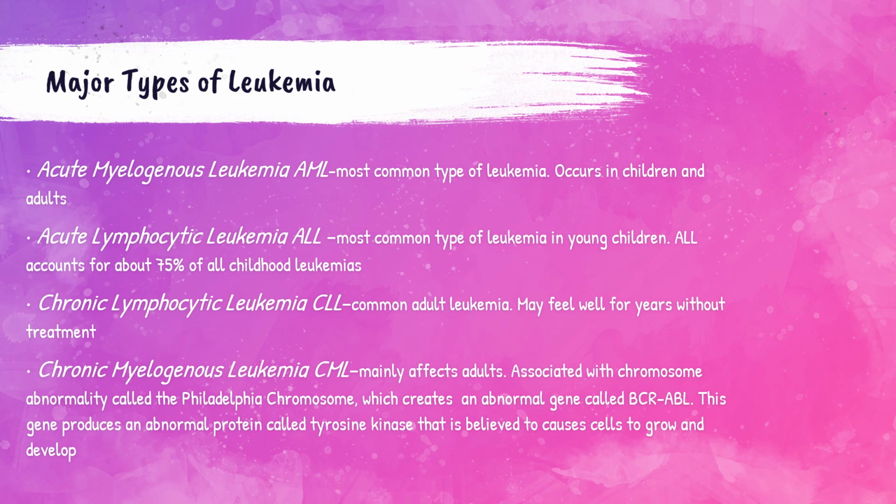Chronic lymphocytic leukemia, or CLL, is a common adult leukemia. Chronic myelogenous leukemia, or CML, mainly affects adults. It's associated with a chromosome abnormality called the Philadelphia chromosome. And we'll talk about all of these within this lecture here.